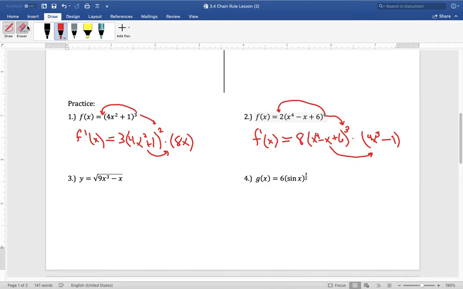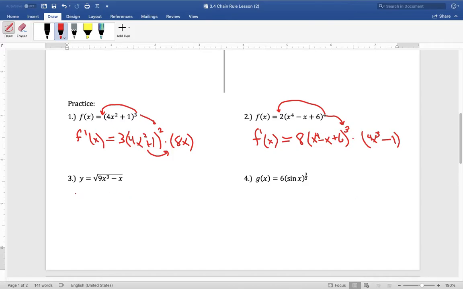Now, this part right here is just for me showing you, so you don't need it, but you can see the 8 on the outside, leave the inside alone, to the 1 less power times the derivative of the inside. You're going to hear me say that in class all the time. It's going to be multiply the exponent, leave the inside alone, to the 1 less power times the derivative of the inside. Some of these need to be rewritten.